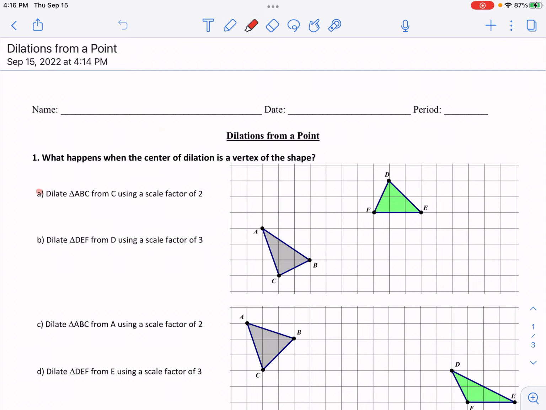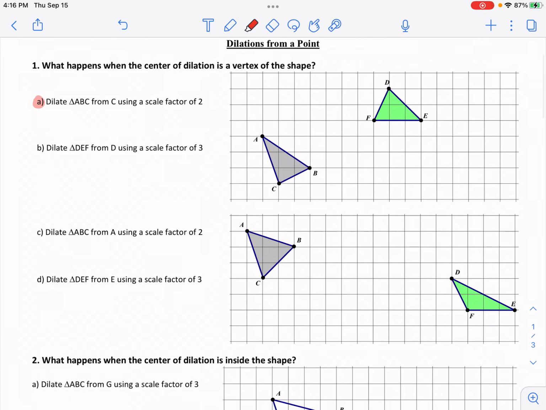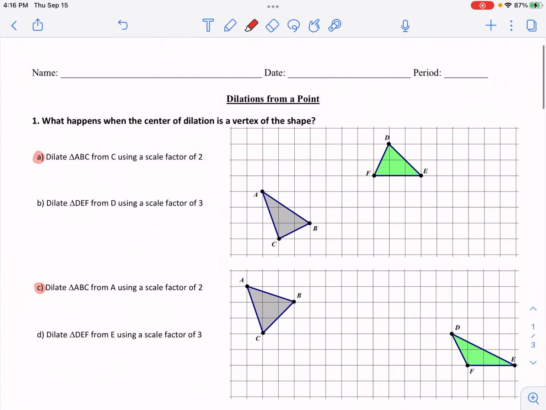So number one, A with the pair of A and B, C with the pair of C and D, and so on. When I go over all these problems, when I conclude, I'm going to ask that you complete the other problems that we do not go over in this video. Okay. Now we have varying questions. For number one, what happens when the center of dilation is a vertex of the shape? So we're going to focus on one of these two shapes here.